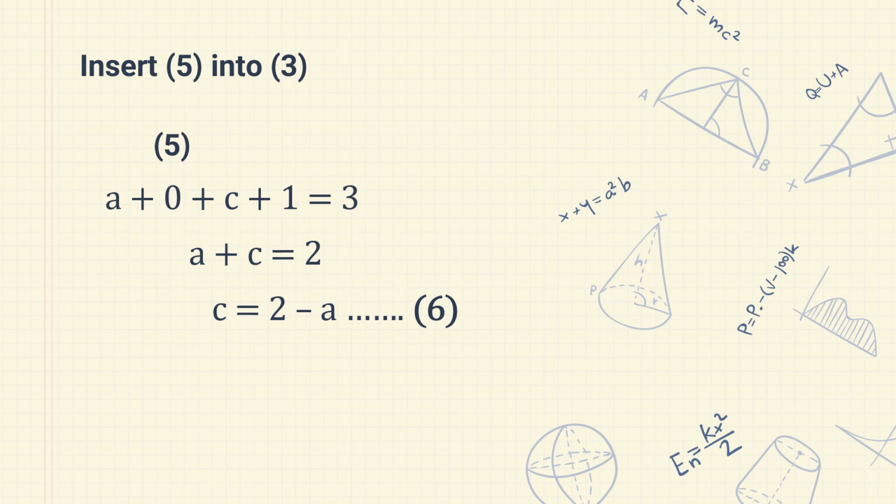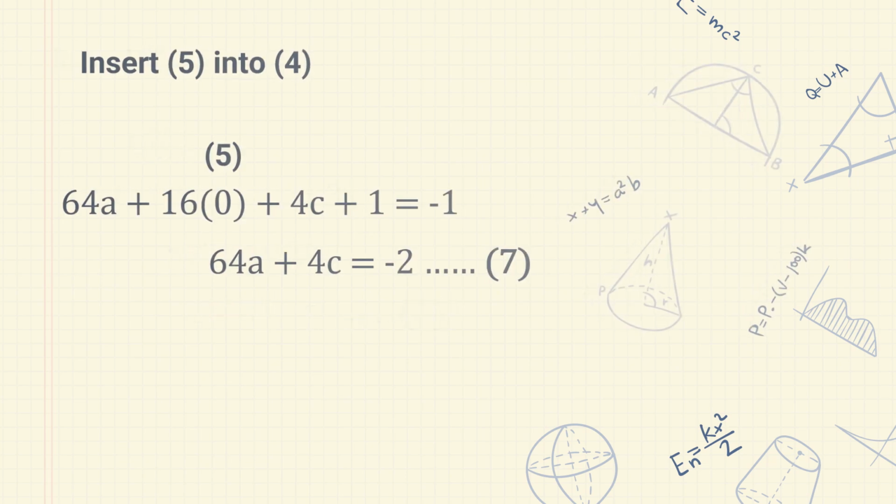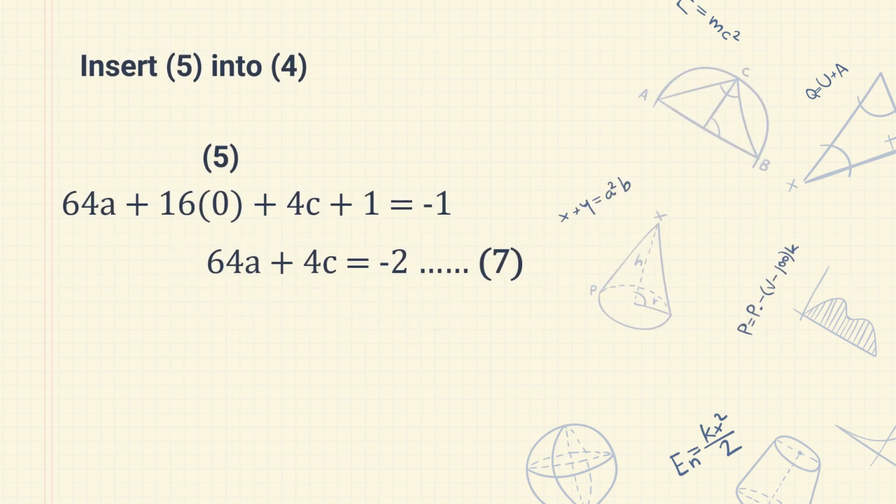The next step is to insert the fifth equation into the third equation. Substitute both values of b and d that we got from the previous equations, and we will get c equals 2 minus a, and that becomes the sixth equation. The next step is to insert the fifth equation into the fourth. The same thing happens here with inserting b and d into the equation, and we will get 64a plus 4c equals -2, and that becomes the seventh equation.